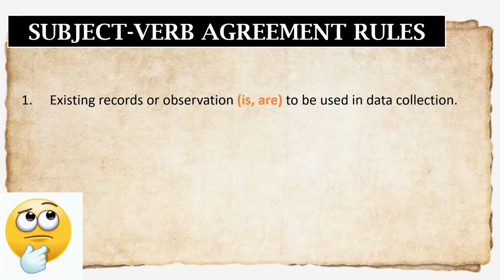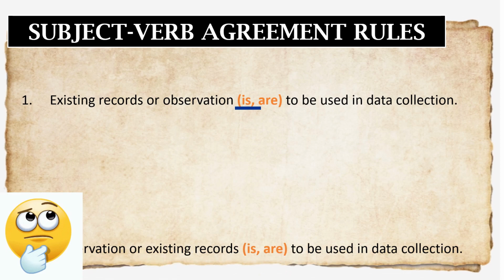Let us try these exercises. Existing records or observation are to be used in data collection. What are the subjects in the sentence? We have existing records and observation. As you can see, existing records is plural and observation is singular. But then we have to use the rule of proximity. So since observation here is singular, we need to use the singular verb is.